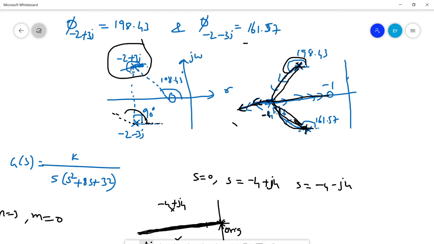This is how we get it, and this will make 198.43. These are the angles of departure, and they should join the real axis at minus 4.16. What is this? Break-in point. So from here we will get this kind of plot. It should join at minus 4.16, and from here one should tend towards the zero, and one will be going towards infinity. So that is how we get the root locus. This is one locus and this is the other locus.